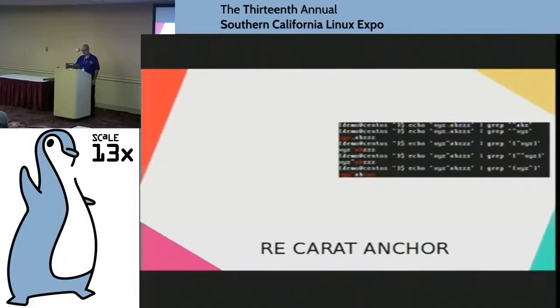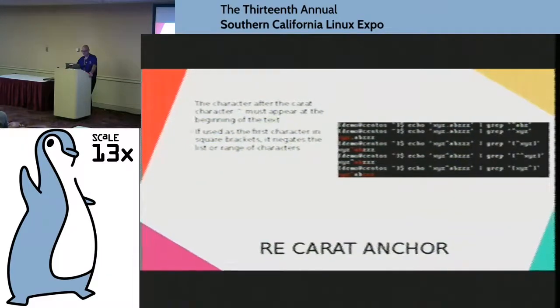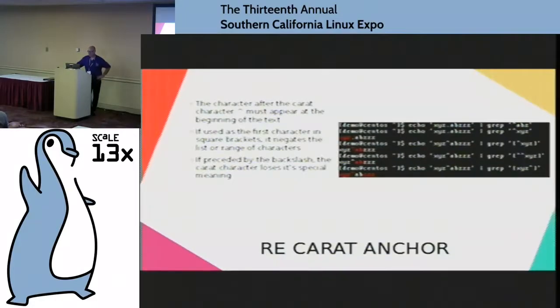I like the caret character a lot. It's very helpful for finding things at the beginning of something, typically the beginning of the line of text. If it's in those square brackets, it's used to negate the set of characters, which I did a little demo of earlier. And if it's preceded by a backslash, then it loses its special meaning.